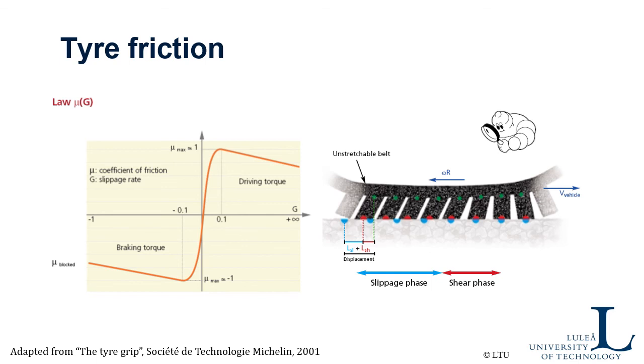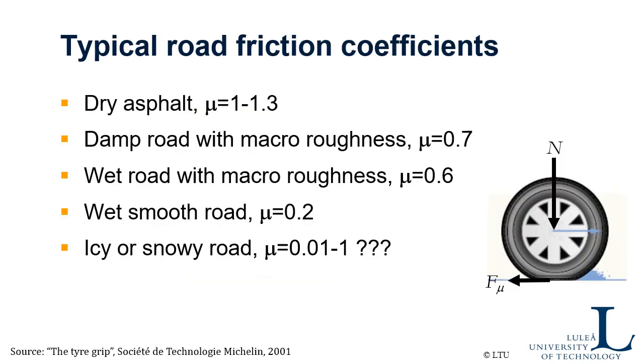So you get a behavior that looks something like this. The friction varies like this. So we call this the mu slip curve. So here you have braking and here you have driving, and G is just the slippage rate. It can go to infinity if the road speed is set to 0. It's a matter of definition here. Okay, so that's a good illustration of tire friction.